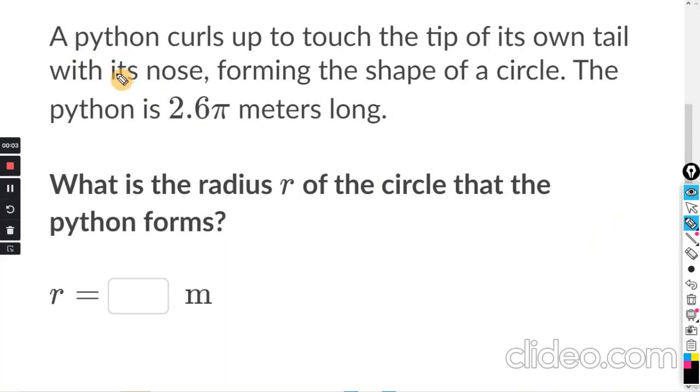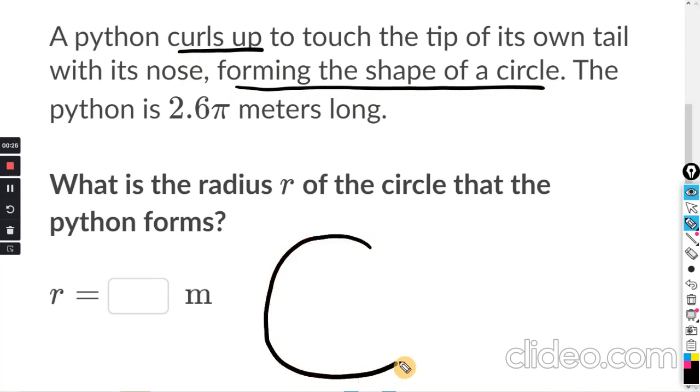Okay, it says a python curls up to touch the tip of its own tail with its nose, forming the shape of a circle. The python is 2.6 pi meters long. Okay, so since the python curls up and forms the shape of a circle, we can draw a rough sketch of that. I'll just draw a circle. I'm not going to draw a python.